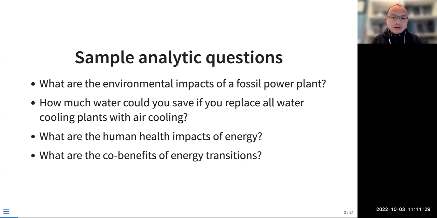Other questions, such as what are the human health impacts of energy, are mostly related to the links between energy use and air pollution, and human exposure to air pollution that creates health problems. What are the co-benefits of energy transitions? When we move from a fossil fuel energy system to a more renewable-based energy system, it has co-benefits such as reducing air pollution, reducing our water consumption, and reducing the impacts to human health. Those are the co-benefits of energy transitions.